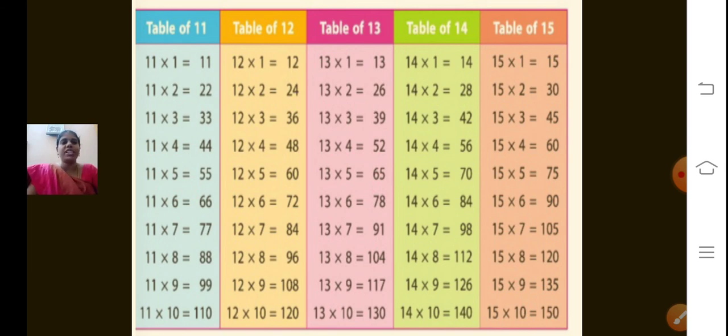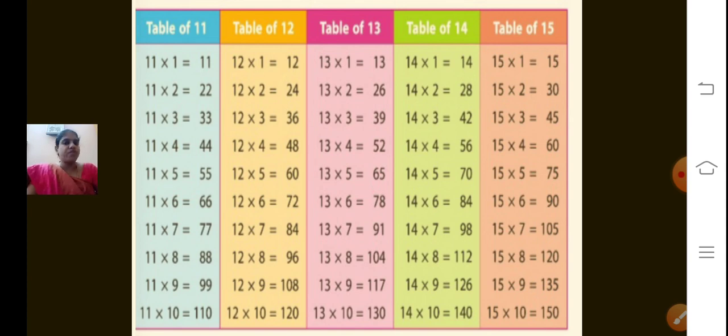Now let's move on to the table of 13. 13 ones are 13. 13 twos are 26. 13 threes are 39. 13 fours are 52. 13 fives are 65. 13 sixes are 78. 13 sevens are 91. 13 eights are 104. 13 nines are 117. 13 tens are 130.